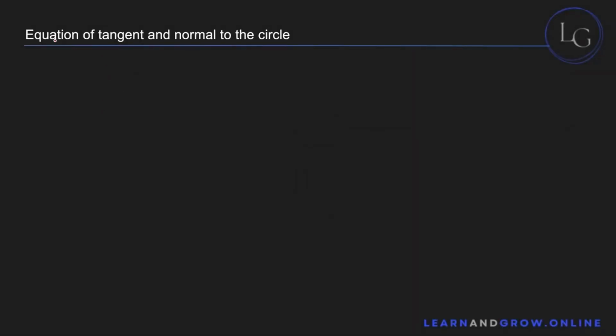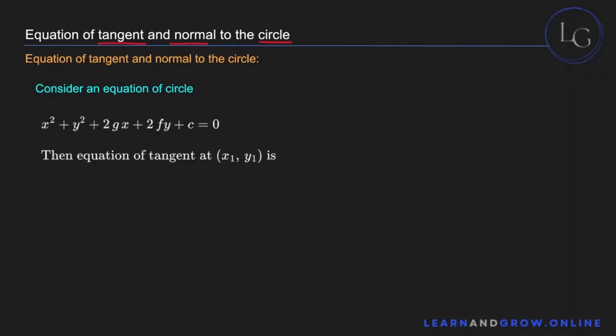Now let's see the equation of a tangent and a normal to the circle. Before we dive into this, let me just explain what the tangent and the normal are. If you draw the coordinate axis, y-axis and x-axis, and let's say this is the center of the circle and this is the circle itself. And you have this point over here, and you have to find the tangent at this point.